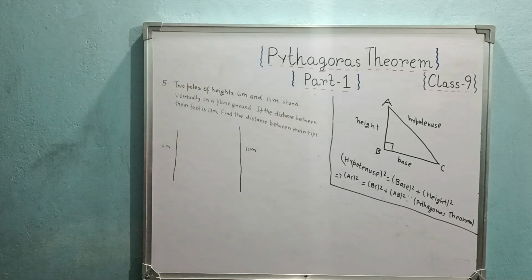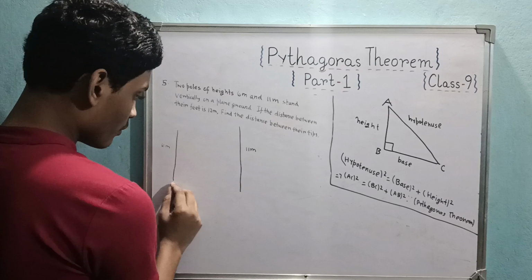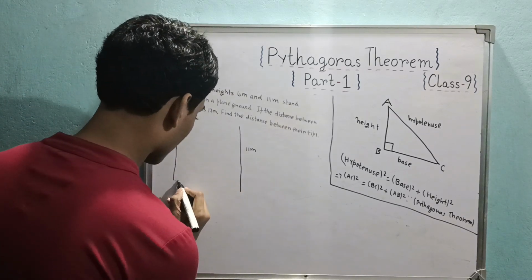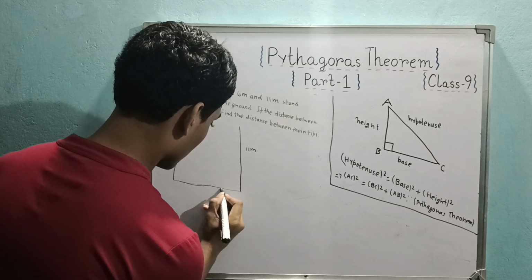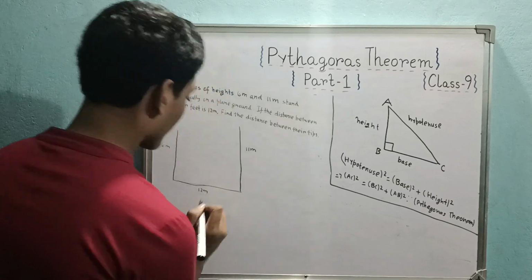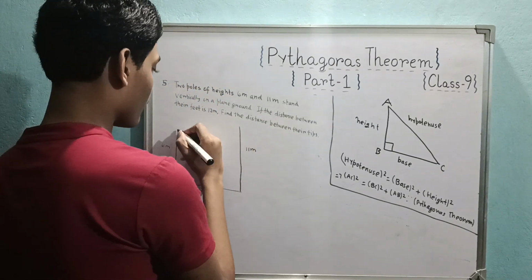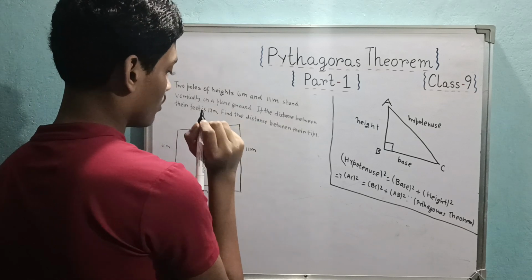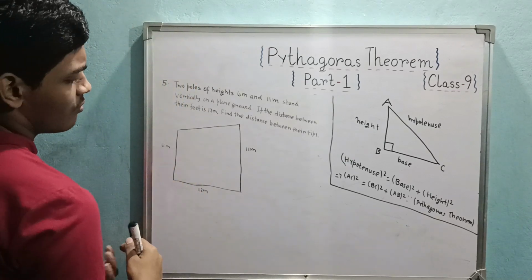Now they are standing on this ground. The distance between the feet of these two poles, this distance, is 12 meter. We have to find the distance between the tips, from this pole to this pole. Good question. This is a trapezium type of figure.